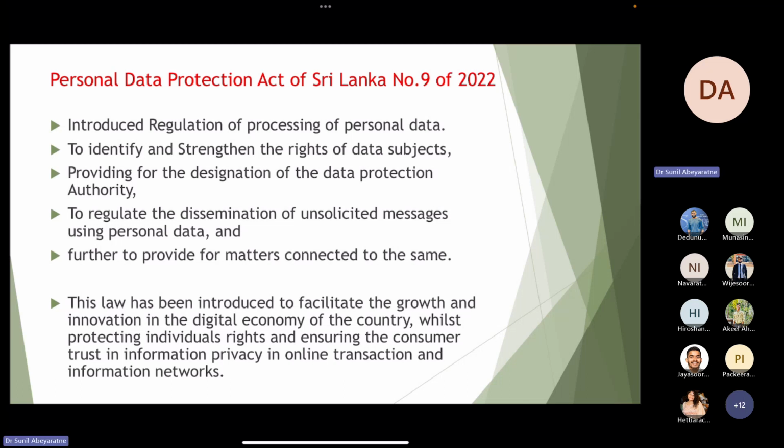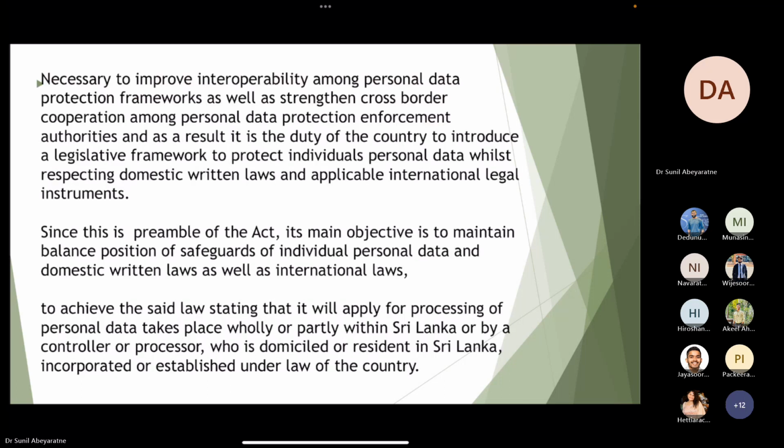This law has been specially introduced to facilitate the growth and innovation in the digital economy of the country, whilst protecting individuals' rights and ensuring consumer trust in information privacy in online transactions and information networks. So, as far as these objectives are concerned, based on that, our legislature has structured this Act.